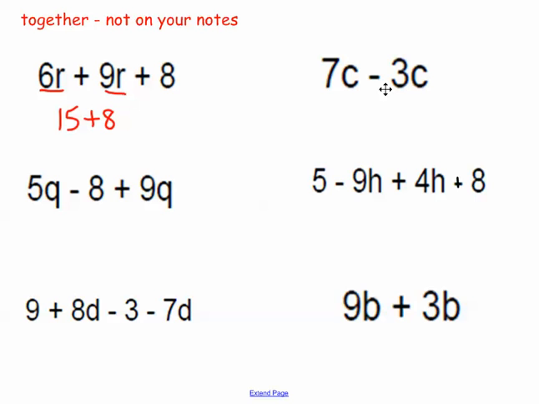This one, 7c's minus 3c's is just going to be 4c's. Let's see, my Q's are alike. So 5Q and 9Q, that's just 14Q's minus 8.